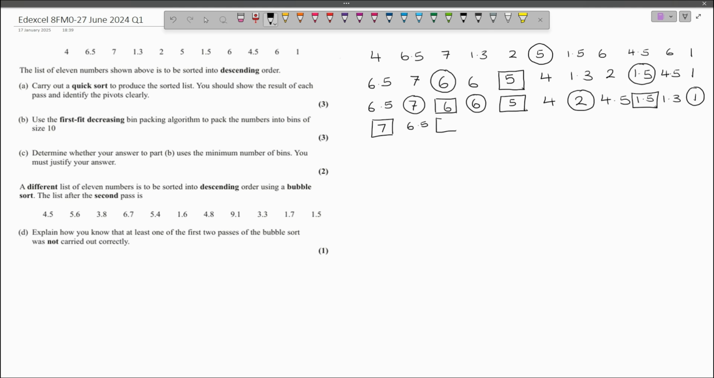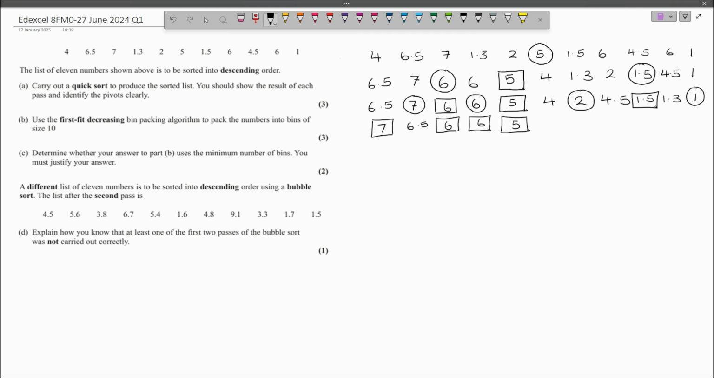This 6 here stays in place with a box. The 6 stays in the same place because it's only a list of 1. It's going to get a box around it because it's now in its final position. 5 stays where it is with a box.